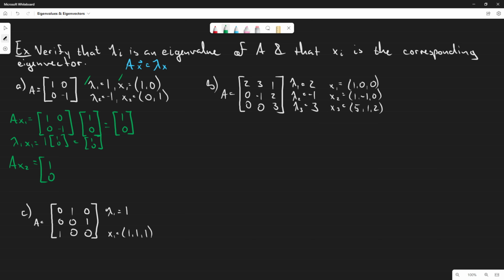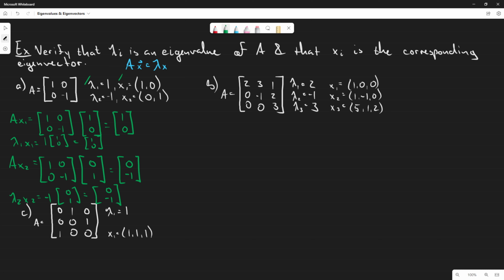So you have [1, 0; 0, -1] multiplied by [0, 1]. This just means get everything from the second column, that'd be [0, -1]. Then to verify, we plug in the other one: lambda 2 x2 will be equal to -1 multiplied by [0, 1], and yes, this also gives you [0, -1]. So the first example is a pretty light one, relatively simple.